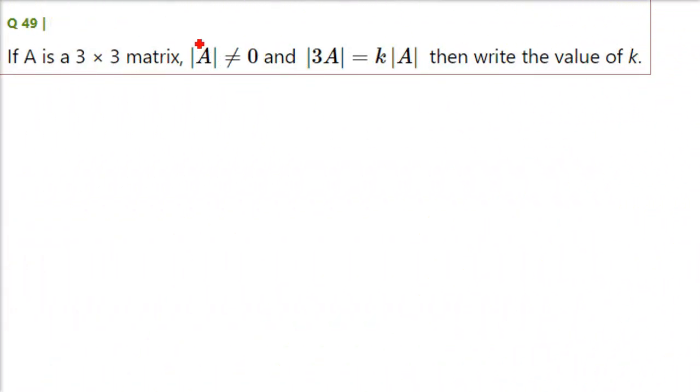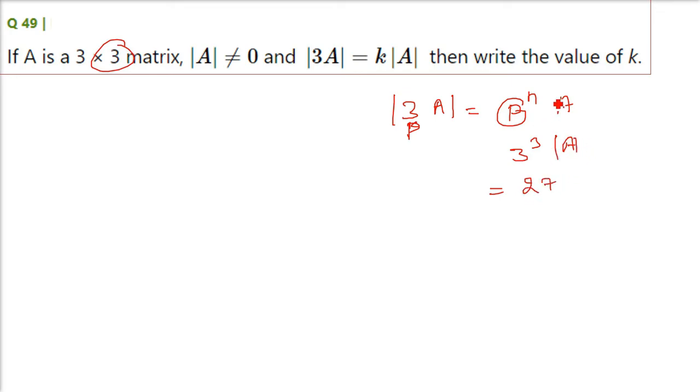Now if A is a 3 by 3 matrix and the determinant of A is not equal to 0, and the determinant of 3A is equal to k into the determinant of A. Now 3A, so I told you when you take this 3A, this is k, let us assume it to be p, because k is already given in the question. Let us take some other letter. It will be p to the power n, that is k to the power n, I told you earlier, p to the power n A. What is this? 3 to the power 3 A. 3 to the power 3 is 27, and this is A. So this determinant of 3A is 27 and determinant of A.